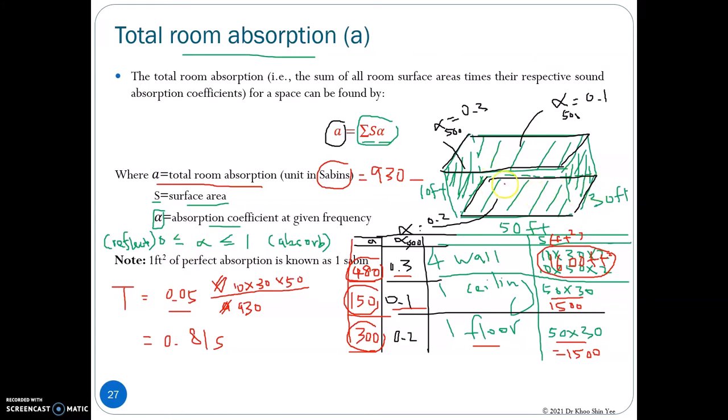What if we change the question? What if we change the problem here, where the dimension is changed to meters?